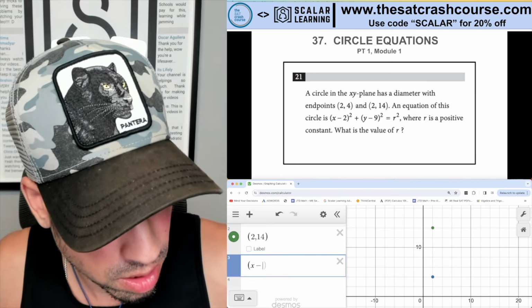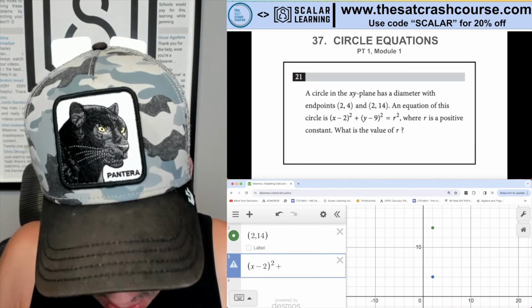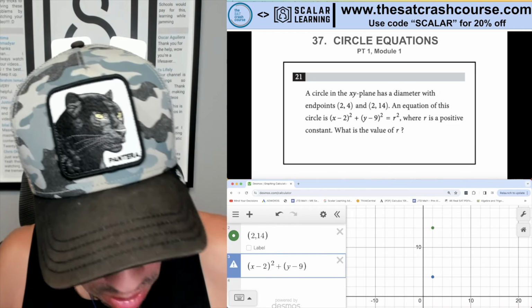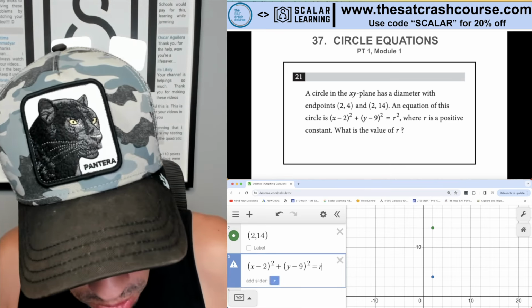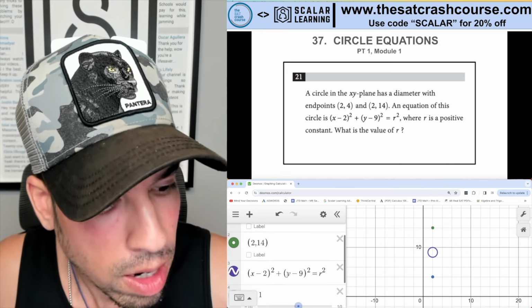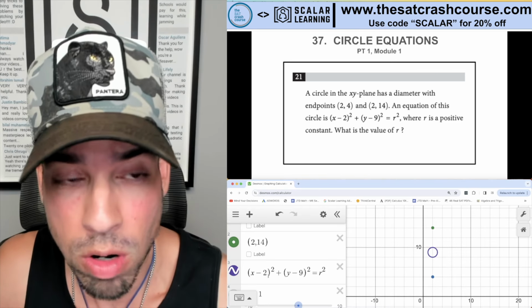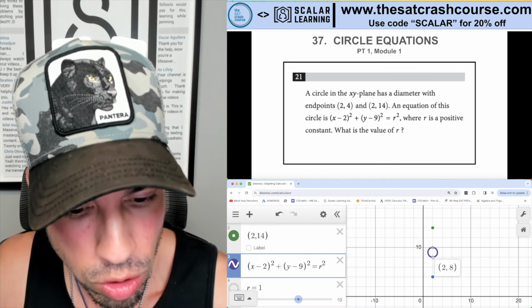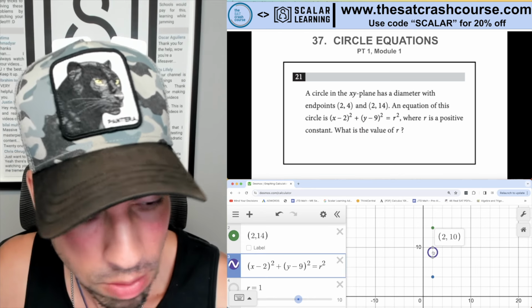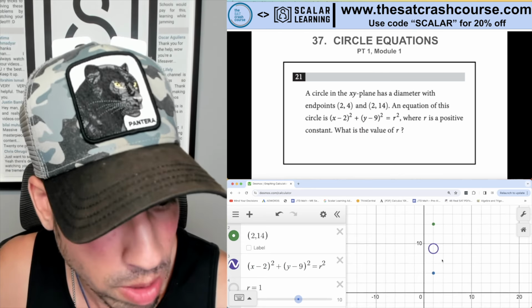So now I'm going to put in this nice little function, x minus 2 squared plus y minus 9 squared is equal to r squared. And we don't know what r is, and that's what we're trying to solve for. And now we're going to add a slider for r. Now, again, if you're not familiar with the circle equation, it doesn't matter per se when you're using Desmos, because it shows you this exact correct circle, but this means that the center is at 2, 9. That's where it's drawing it, right?